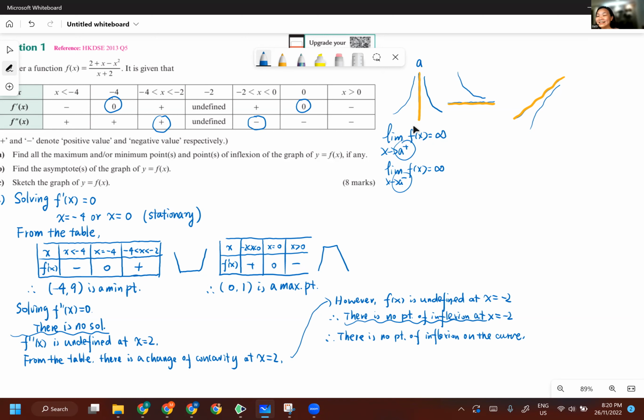Okay. Not always. Sometimes the function is undefined, but there is no asymptote there. Sorry, forgive me. I don't know if you noticed that. Let me give you one example. It's not very common, but they do exist. Okay, for example, this one.